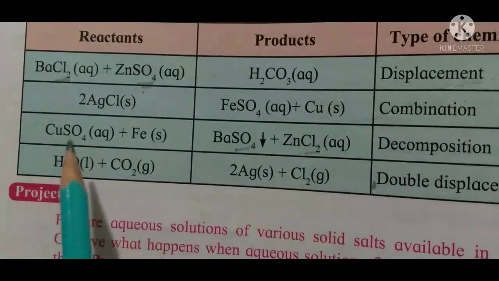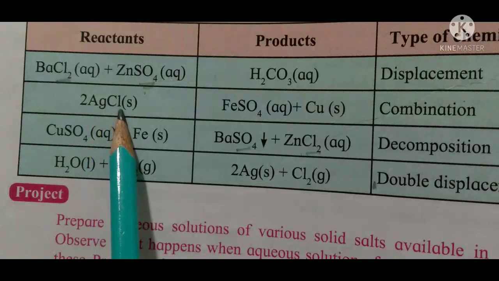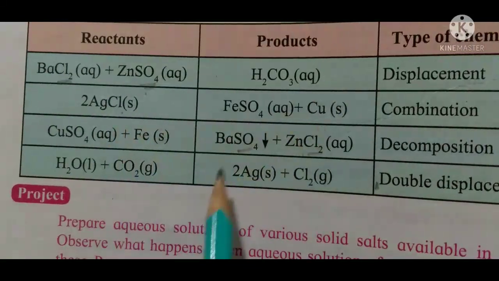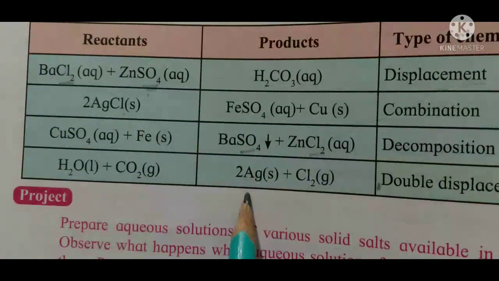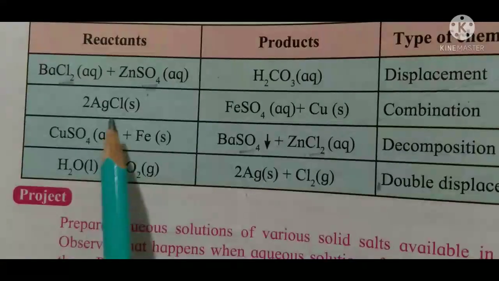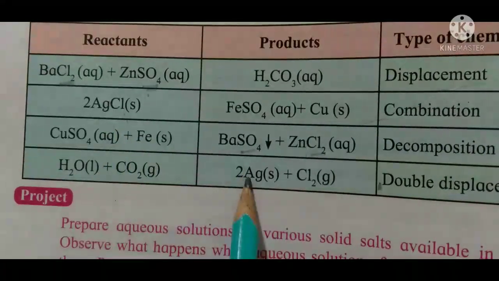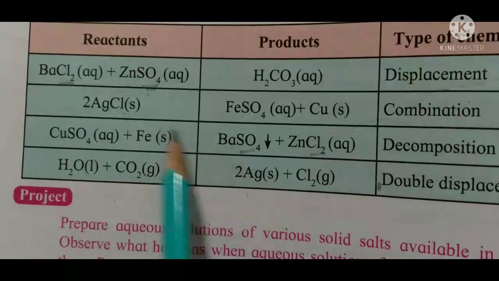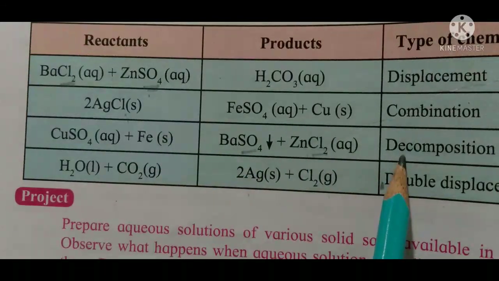Okay. Next one, silver chloride. The product is given, find the product. Yes, this is your product, silver plus chlorine. So reactant is 1 divided into 2 product. So what kind of reaction is this? This is your decomposition reaction.